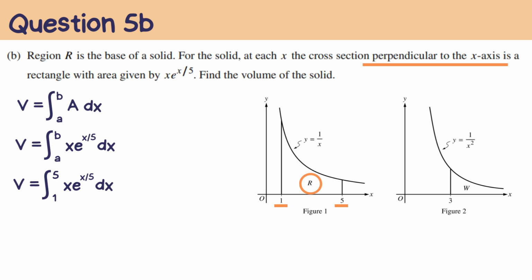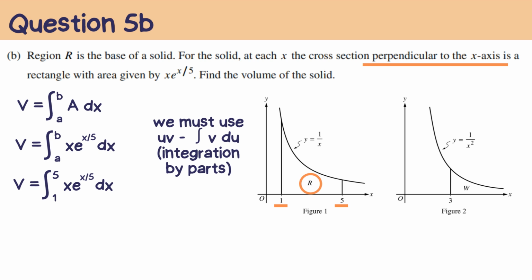Now here's the final equation, and we have to integrate it. But looking at this, we can't really do anything unless we do uv minus integral of v du, or integration by parts. So I'm going to set u equal to the simplest part, which is x. My du is dx. The dv is the more complicated part, or e to the x over 5.